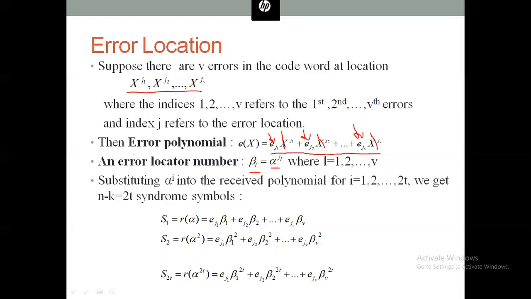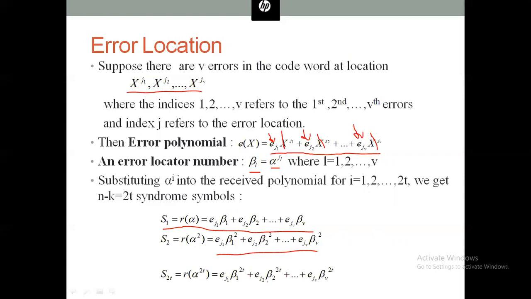So we can write the syndrome in the form of these error patterns. The location is here: for alpha square, we have the beta square location, and for alpha, we have the alpha location. And for alpha 2t, we have the 2t location of the beta.